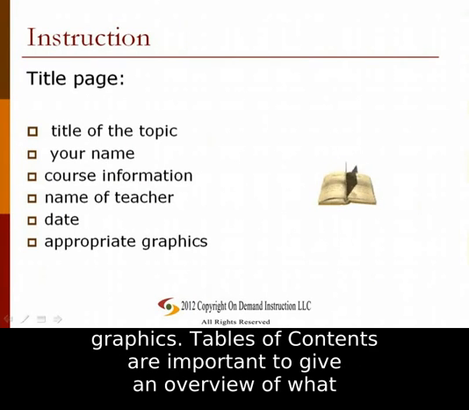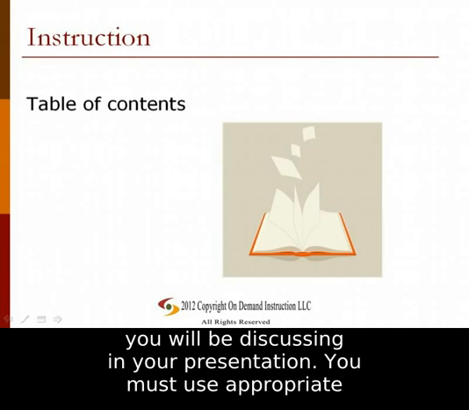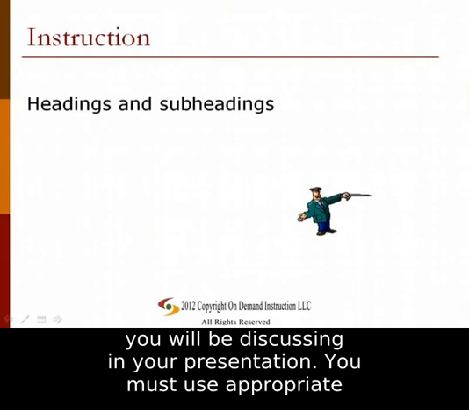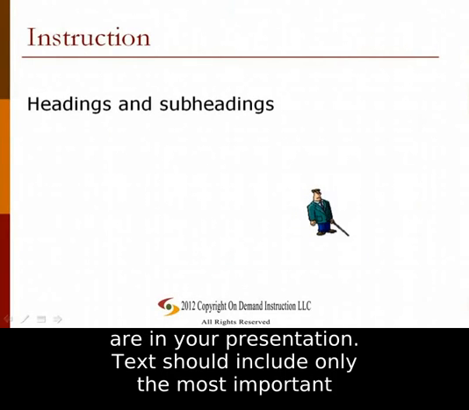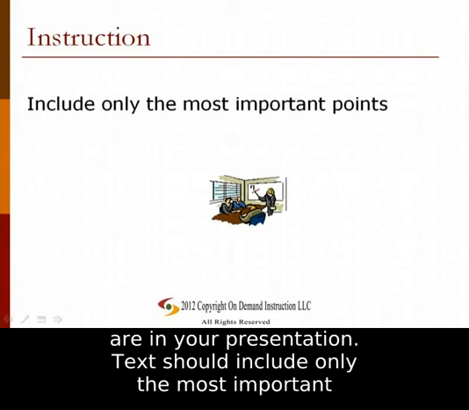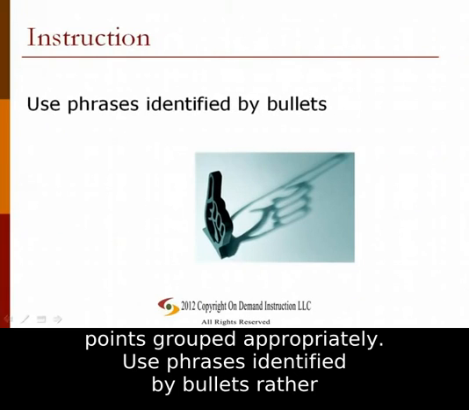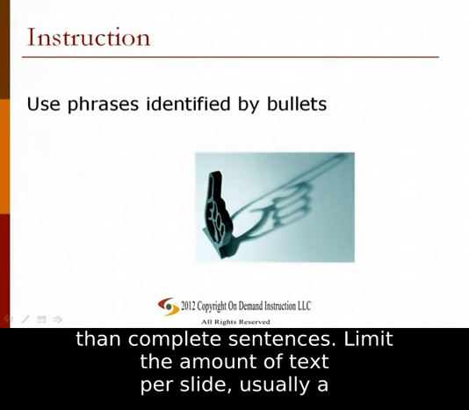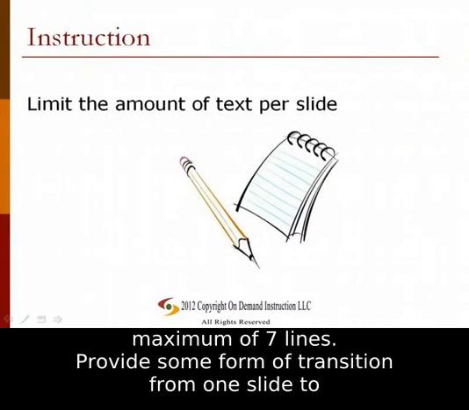and any appropriate graphics. Tables of contents are important to give an overview of what you will be discussing in your presentation. You must use appropriate headings and subheadings in your content to know where you actually are in your presentation. Text should include only the most important points grouped appropriately. Use phrases identified by bullets rather than complete sentences. Limit the amount of text per slide, usually a maximum of 7 lines.